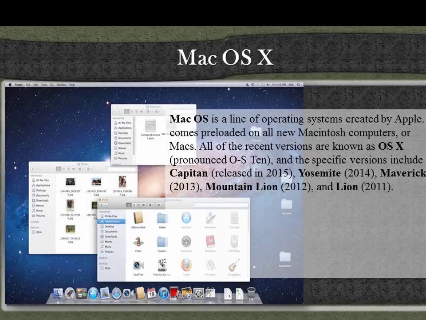All of the recent versions are known as OS X, pronounced as OS 10, and the specific versions include El Capitan, released in 2015; Yosemite, released in 2014; Mavericks, released in 2013; Mountain Lion back in 2012, and Snow Leopard in 2010. It's clear that almost every year Apple releases a new version of Mac OS X.